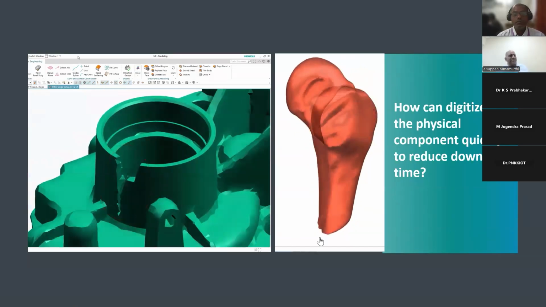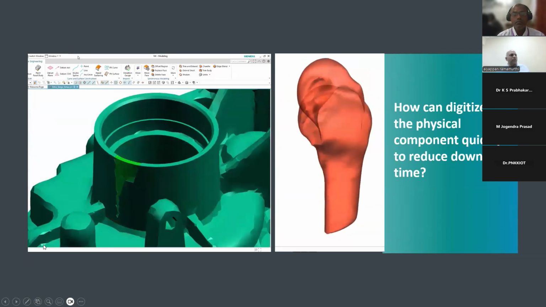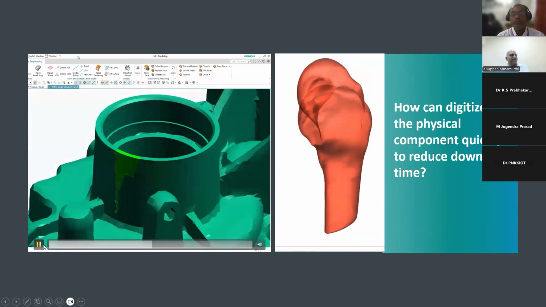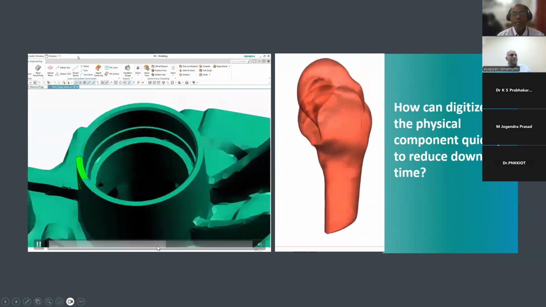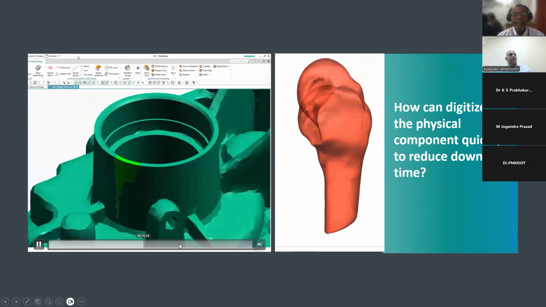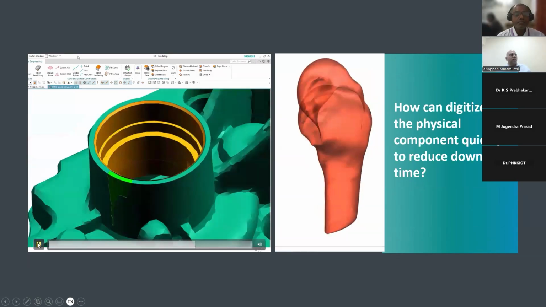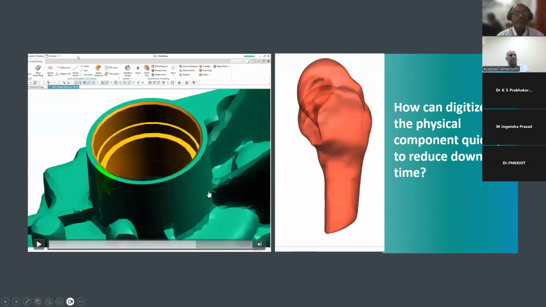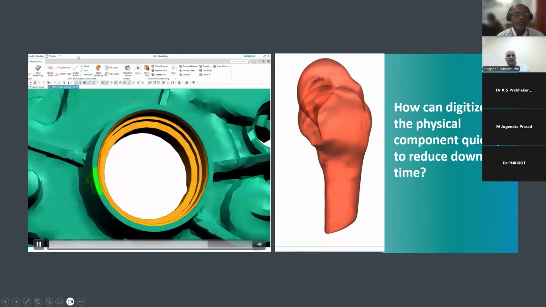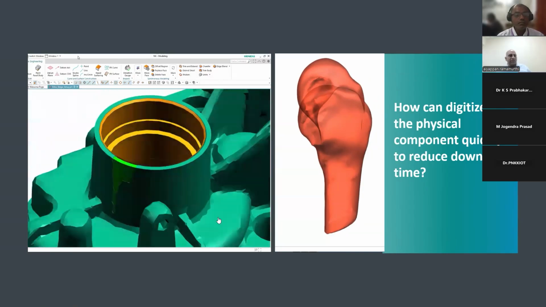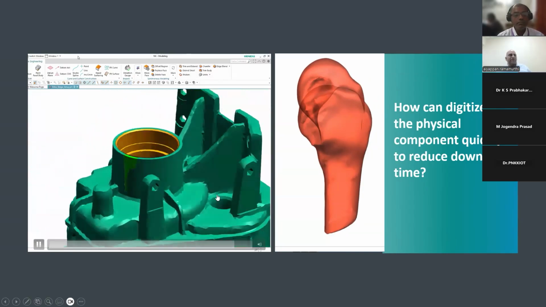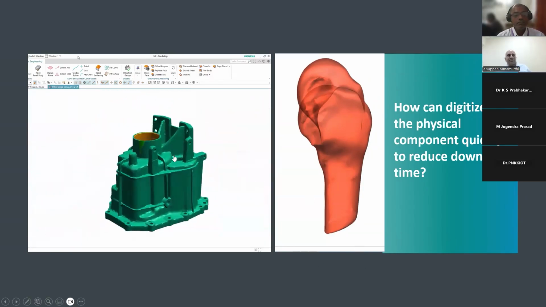Now, these scans give a very close representation of the physical. But the moment you have it in the digital world, there is a lot you can do. You can add material, you can paste material or weld material, depending on the type of geometry you have, and then make some changes or do some repair, depending on what kind of activity needs to be performed on this mission critical component.